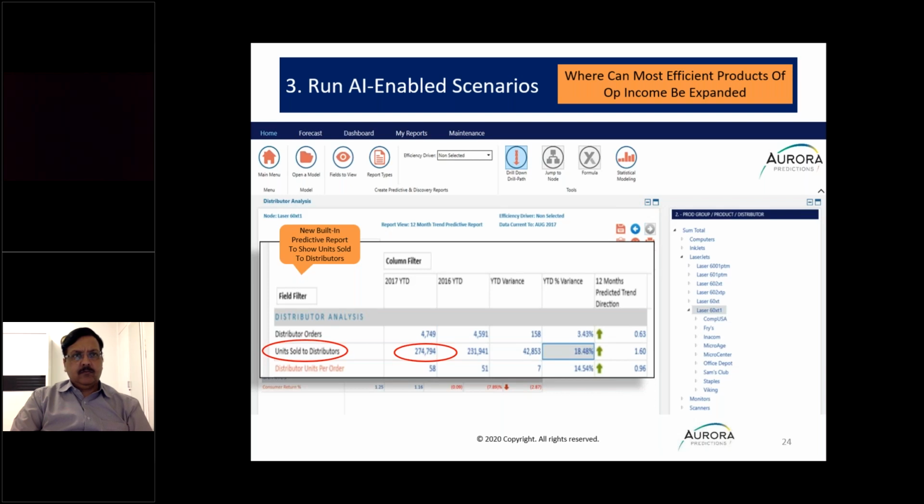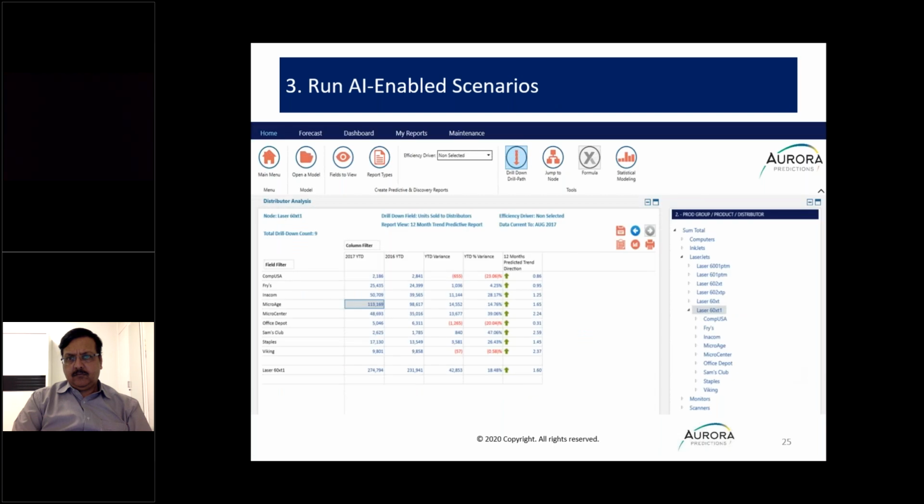We're seeing there's 274,000 units sold on a year-to-date basis. And what we want to do now is use a different drill path. This one is the same one, by product group, by product distributor. But now we want to look at our distributors who sell the LaserJet. And you can see we have a group of them here: CompUSA, Fry's, Intercom, Microage, and so on.